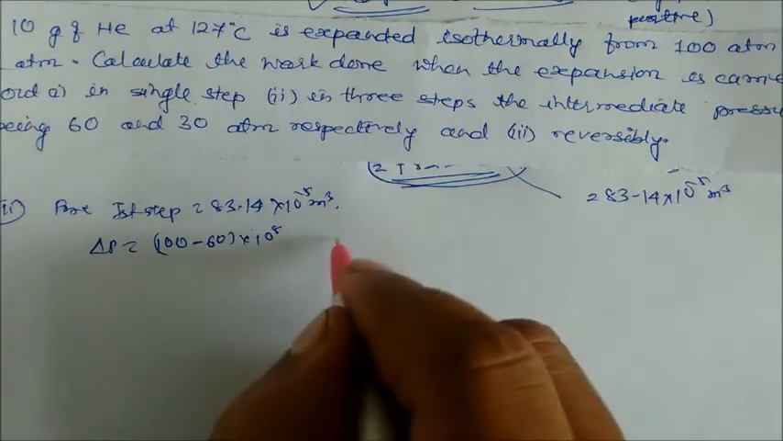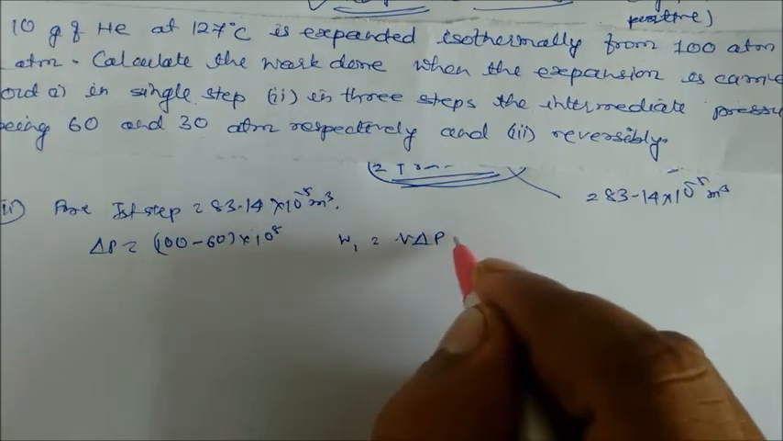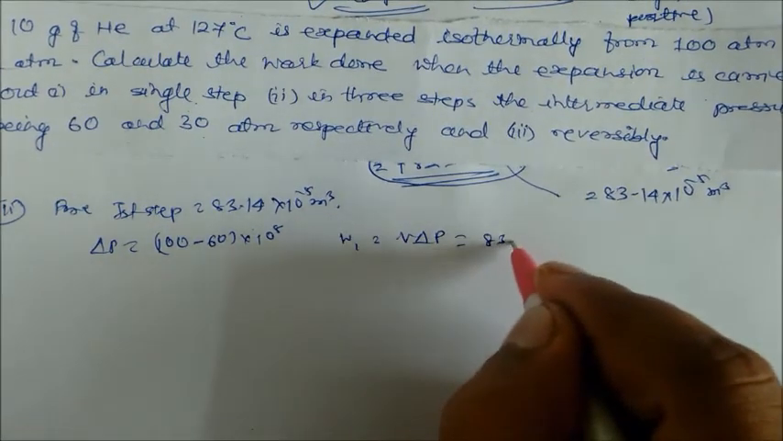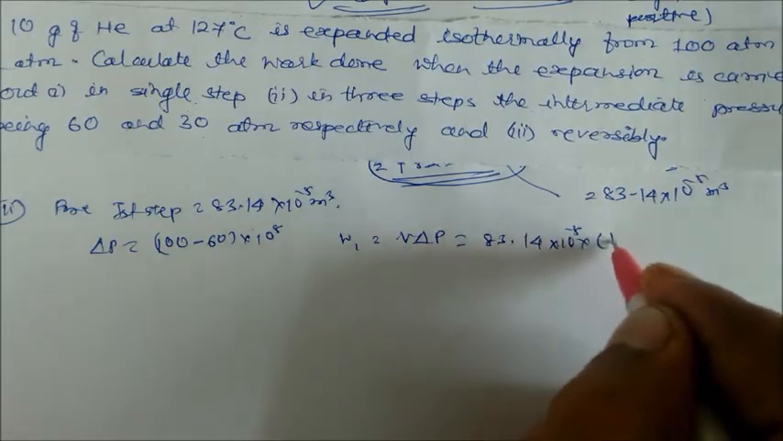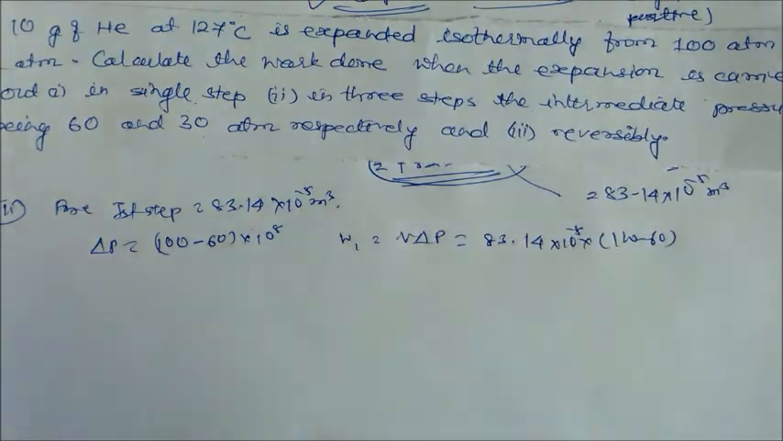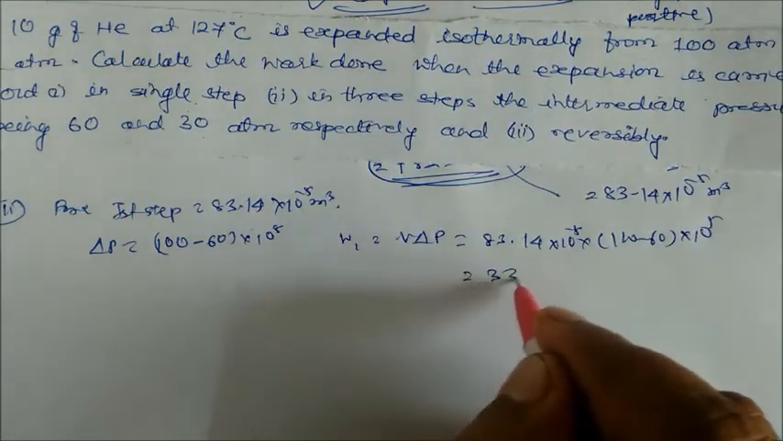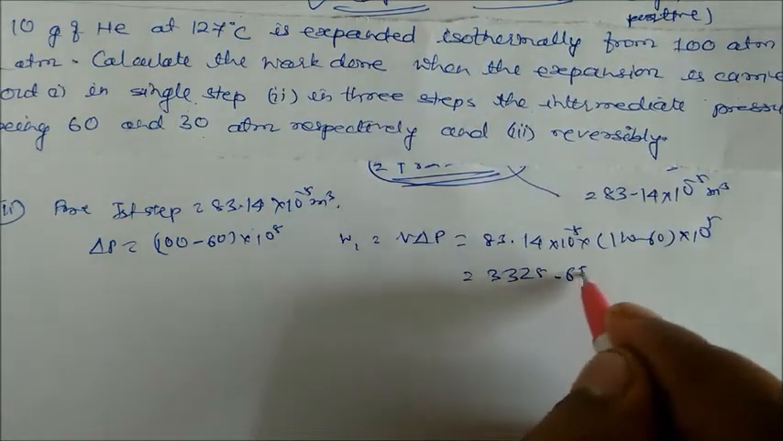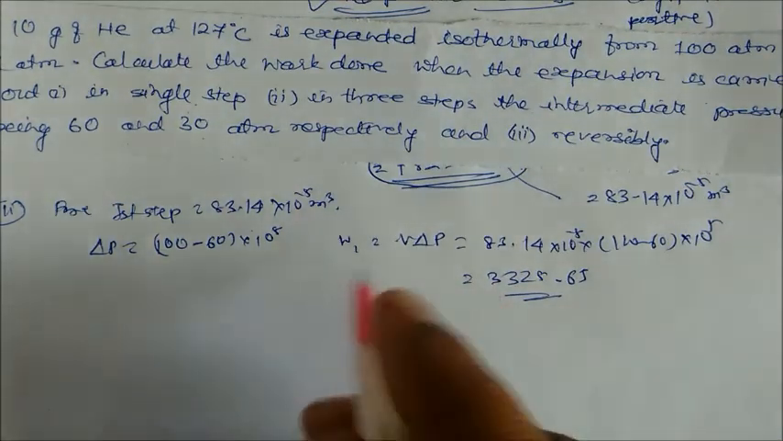So the work done will be V into delta P. Here V is already given, 83.14 into 10 to the power minus 5 into 100 minus 60, and into 10 to the power 5. So on solving you will get 3325.6 joule. So this is the work done in the first step of the process.